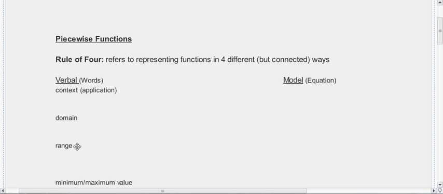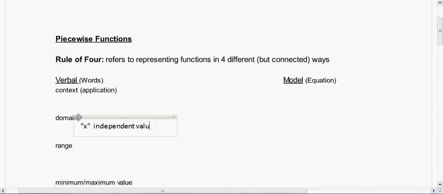Domain and range are verbal parts of the rule of 4 that you're already quite familiar with. The domain is just the x value, and more particularly, it's the independent value in a function. And of course, the range is the y, or the dependent value in a function.